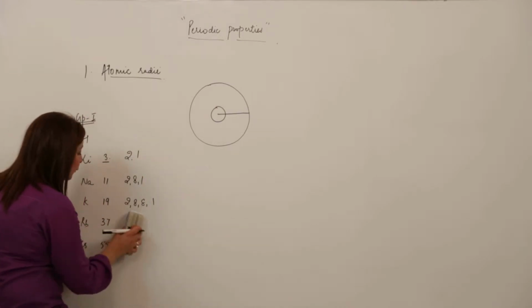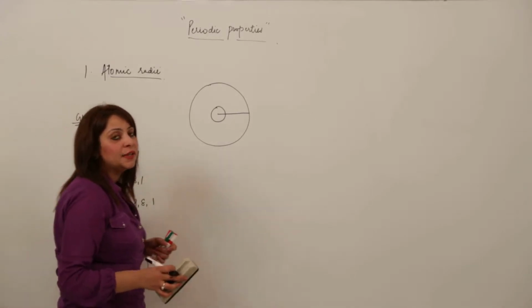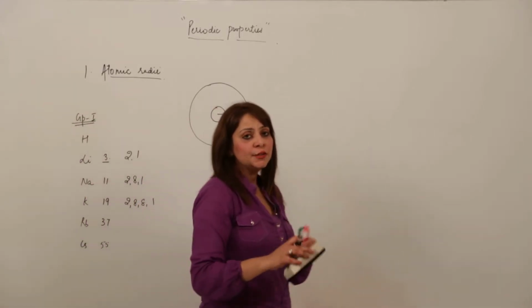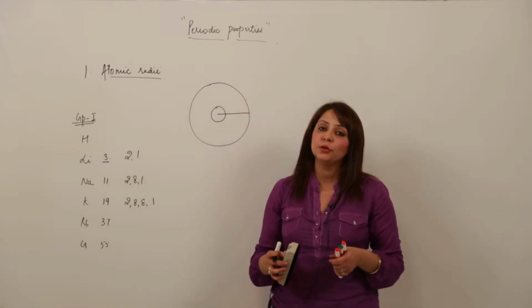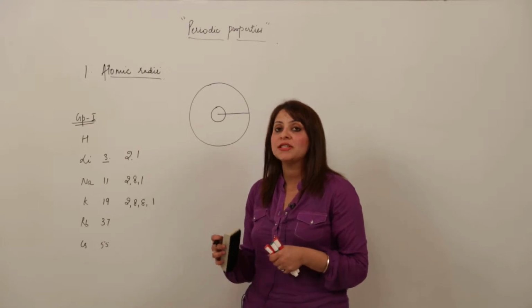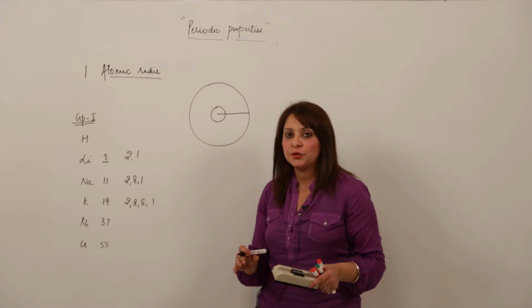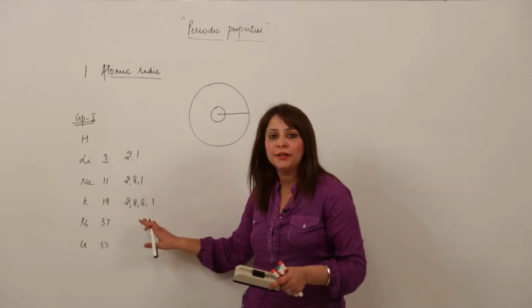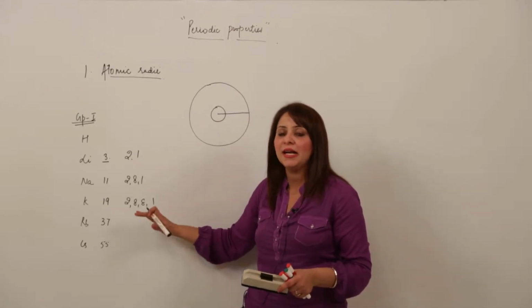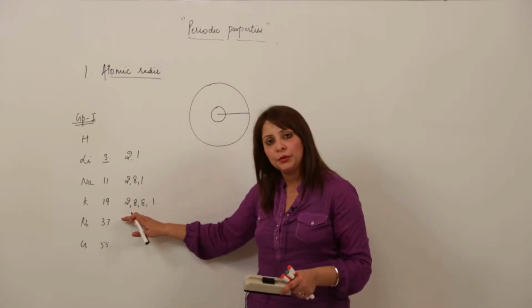But for 37 and 55, you won't be able to write the electronic configuration because there is a different method of writing it. As you go to higher classes, in +1, you'll learn that writing electronic configuration is something different from what you have done till now. So just write the electronic configuration till atomic number 20. For your level, write it till potassium.